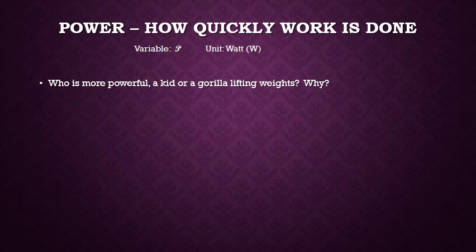The next new concept we're going to talk about is called power. And power is defined as how quickly work is being done. The variable we're going to use for power is a kind of funky cursive capital P. And the units of power are the watt, which we'll come back to a little bit later on. You've seen that before, of course, on light bulbs, etc.